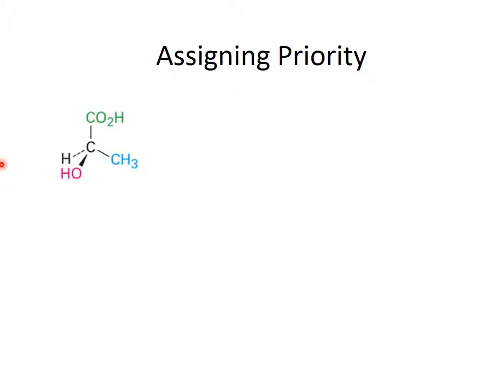I'm going to turn this so that my lowest priority group is to the back. So now I look and I see highest priority, second highest, and then the lowest priority. If you look at how my marker is moving, you can see that we are going in a clockwise direction when I look at the priorities. That means that this is an R configuration.